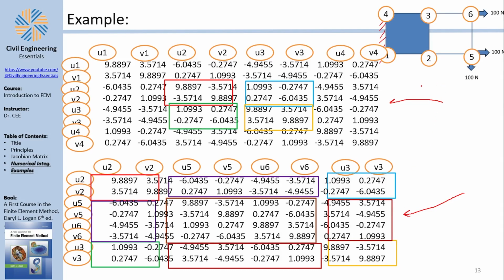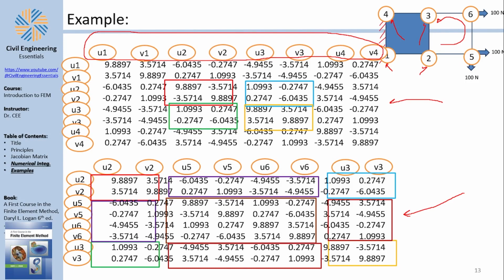You need to understand that element number 1 connects node 1 with 2, with 3, and with 4, meaning that the degrees of freedom that the stiffness matrix represents are U1, V1, U2, V2, U3, V3, U4, V4. For element number 2, it connects 2 with 5, with 6, with 3, and this means that your degrees of freedom are U2, V2, U5, V5, U6, V6, and U3, V3.